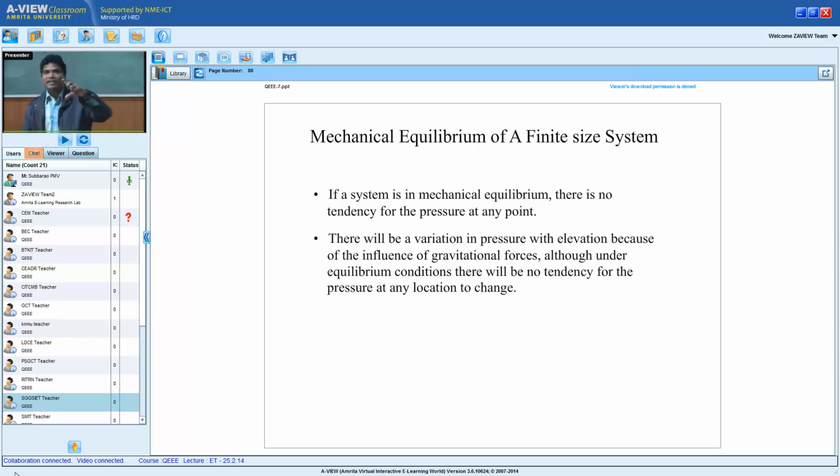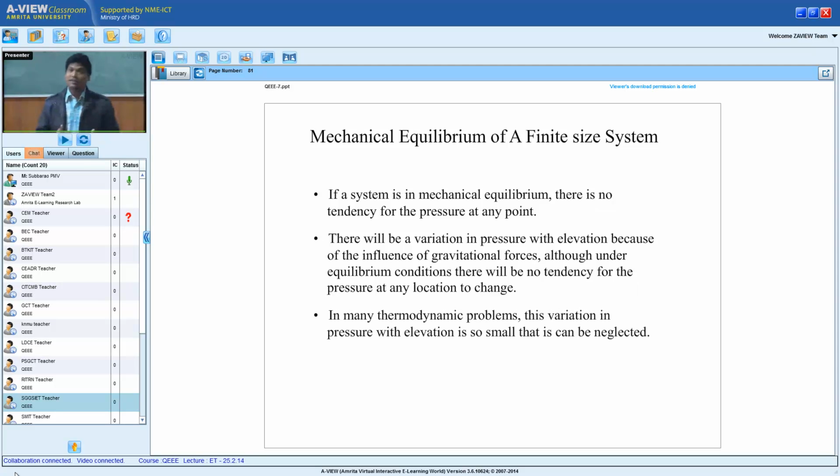So a fluid being in equilibrium doesn't mean that the pressure will be the same everywhere in the direction of elevation, in the direction of gravity. When I move normal to the gravity direction, mechanical equilibrium again has to be satisfied. That's how mechanical equilibrium has to be learned from the zeroth law. After understanding thermal equilibrium perfectly, only then can you talk about mechanical equilibrium.